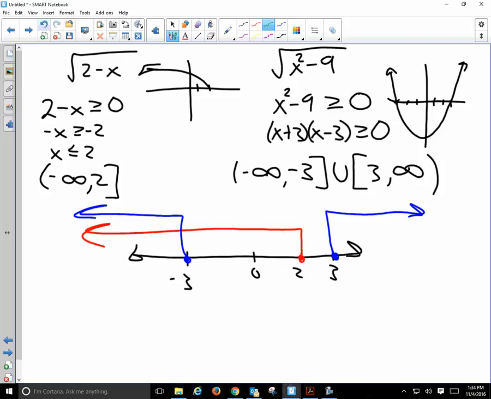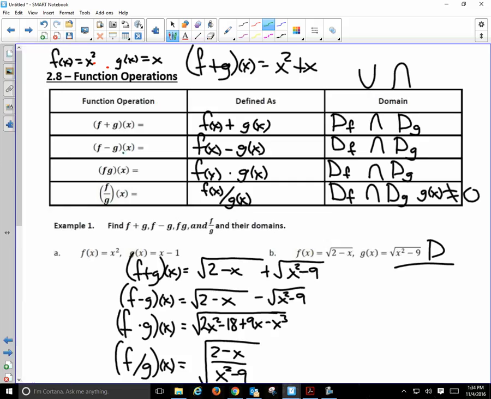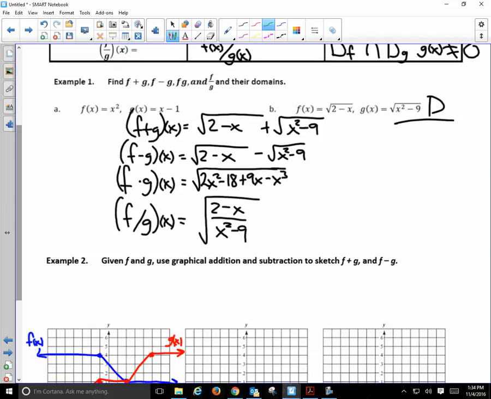For my domains, I'm now considering, where is the overlap? Do they overlap here? Here? Here? Here? Yeah, they overlap right there. So therefore, my domain in this scenario is from -infinity to -3.